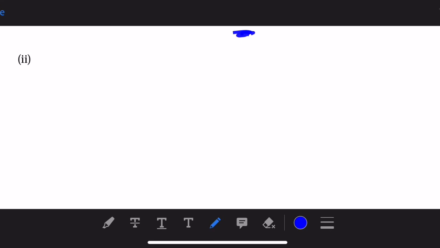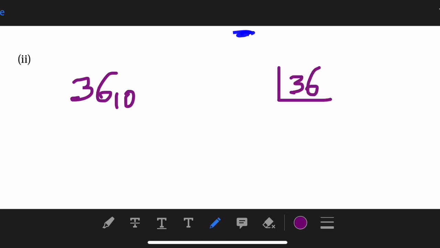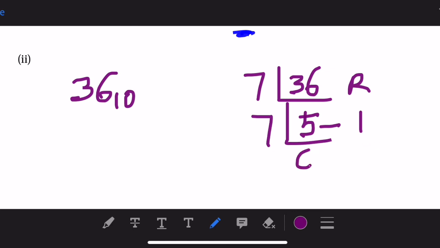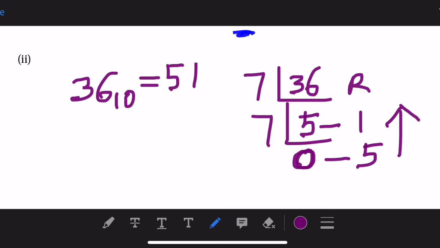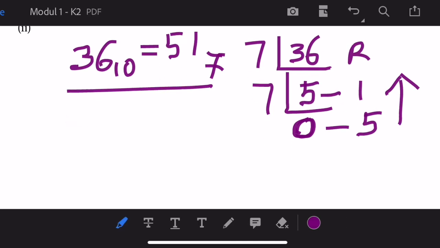How about the other one, for 36 base 10? We want to convert to base 7. So we will use the long division method. Divide by 7, this is the remainder. 7, 5, 35, remainder 1. 7, 0, 5. Alright, after we get 0, we stop, right? And we read from the bottom up. So it is equal to 51 base 7. So this is the answer for number 2, right?